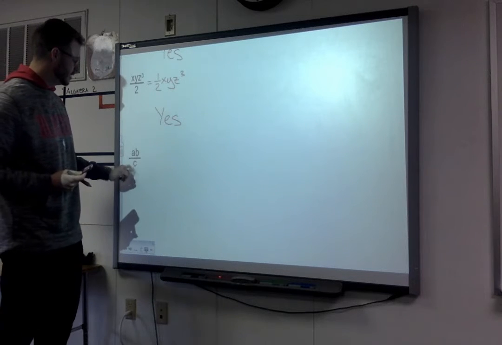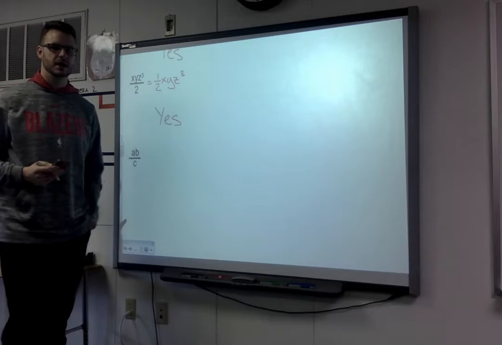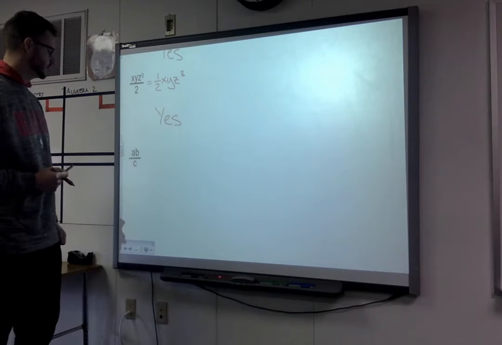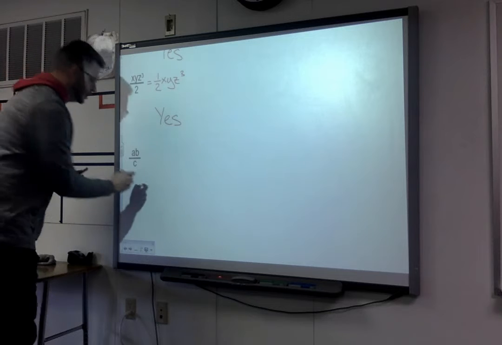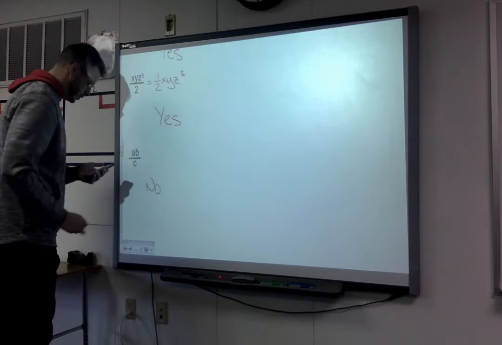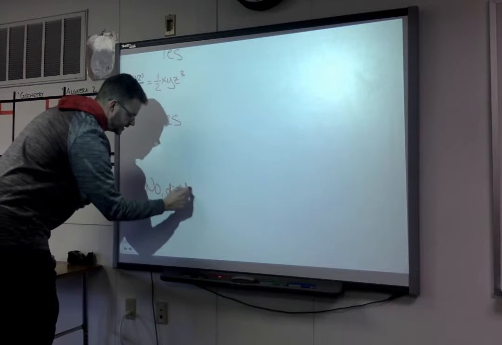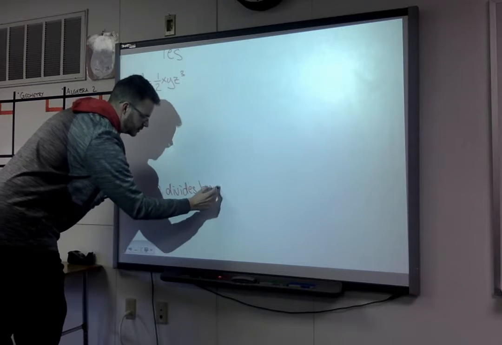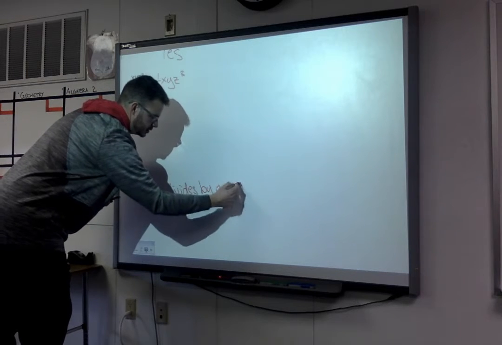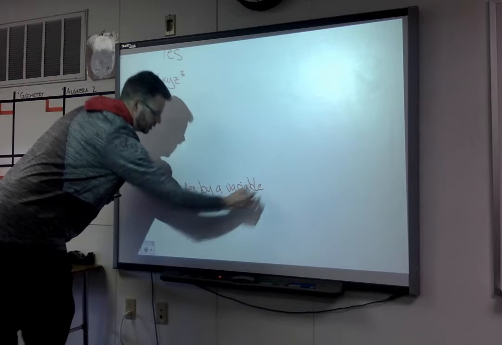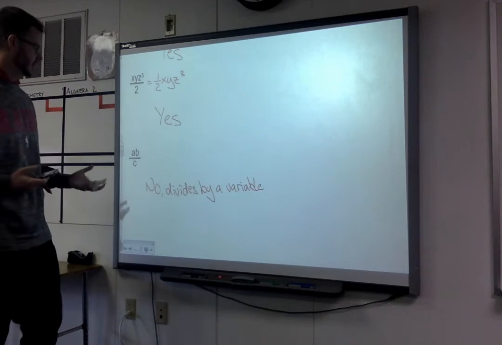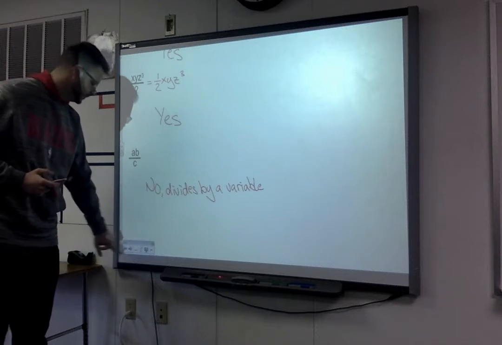And then this is that other case. If we have a times b over c, in this case we're dividing by a variable. So we would say no, because it divides by a variable. So that's how we can tell whether or not something is a monomial.